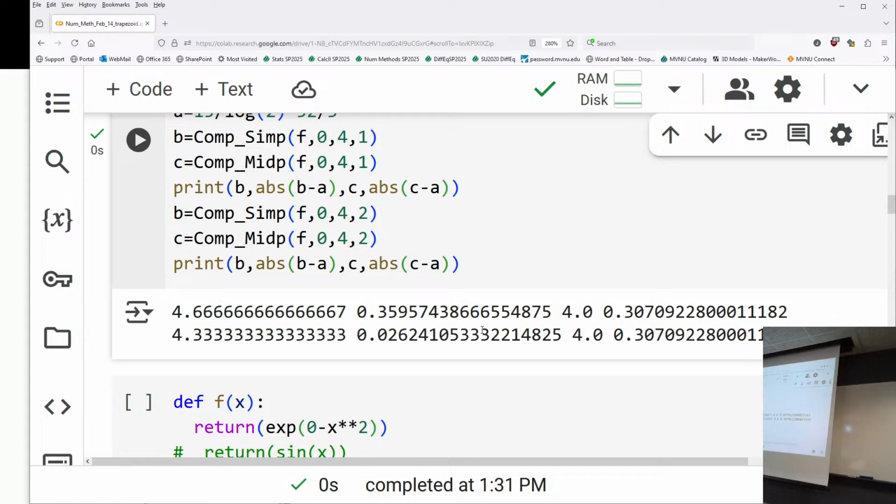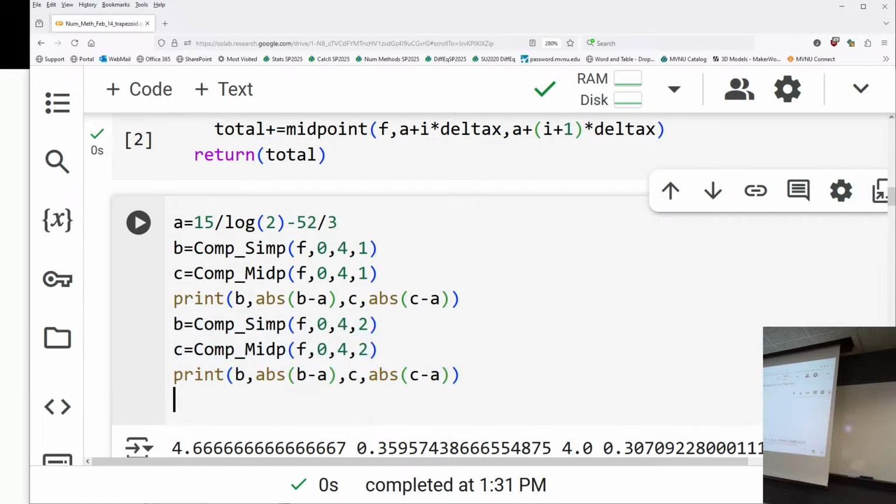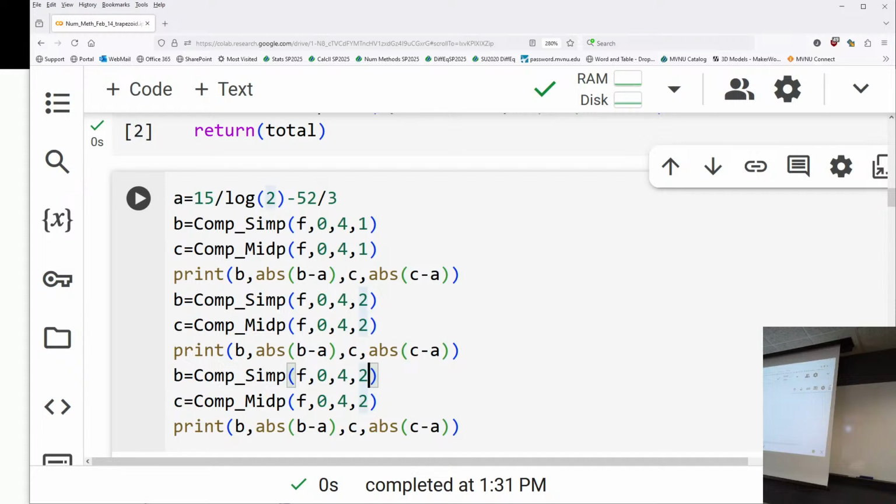The important thing is I want to estimate how quickly I'm going to get to the truth. So let's do one more. If you'll bear with me, let's do one more. Copy this and go for one more of these. And now I'm going to do 4. There it is.